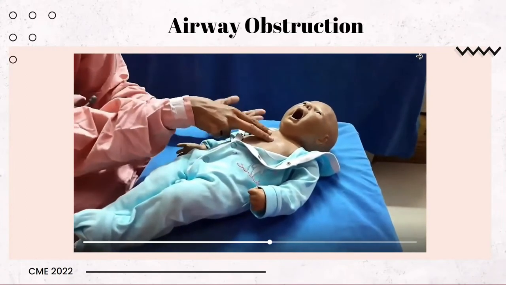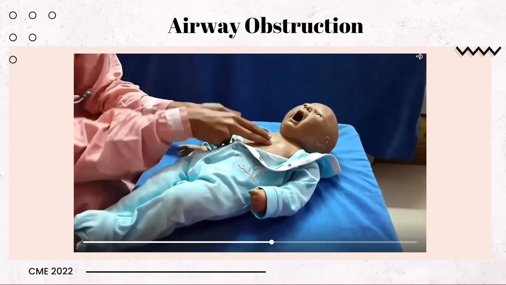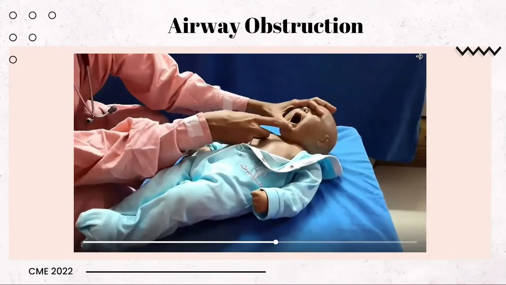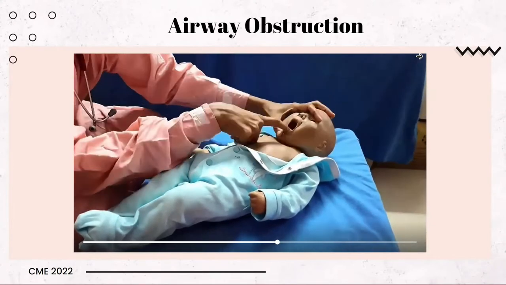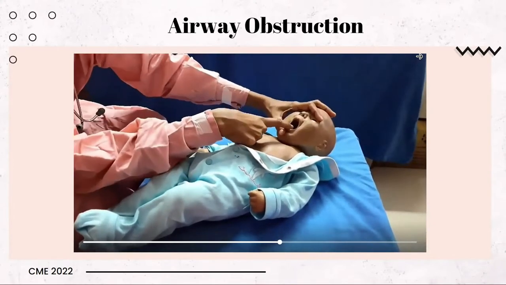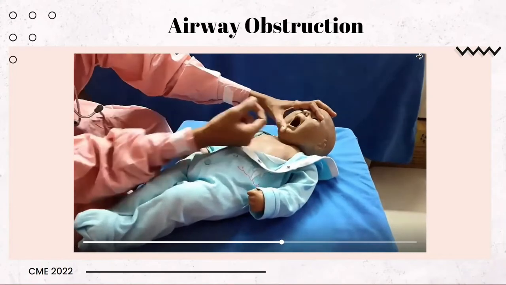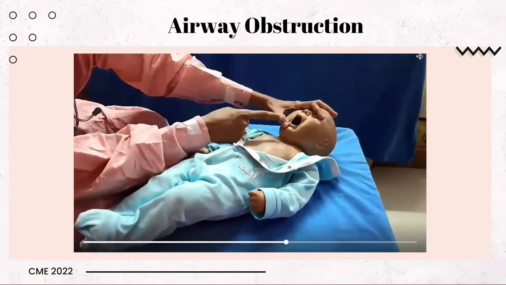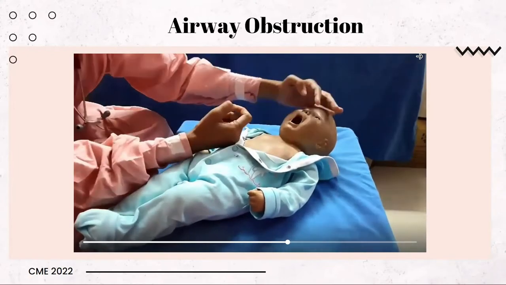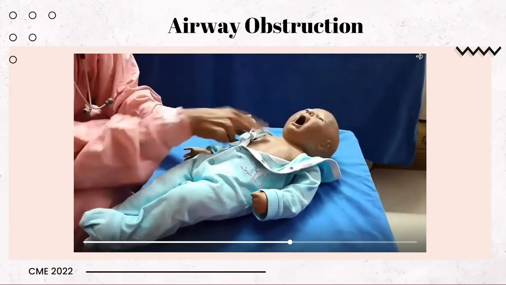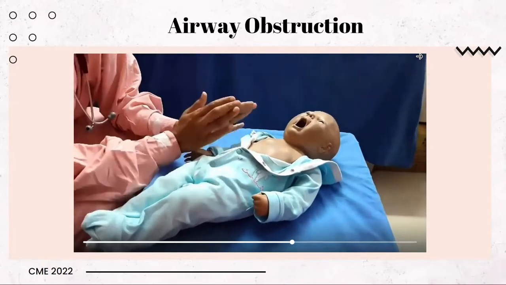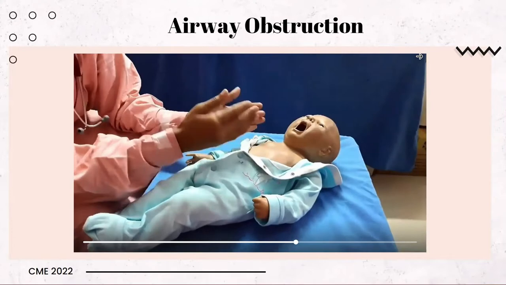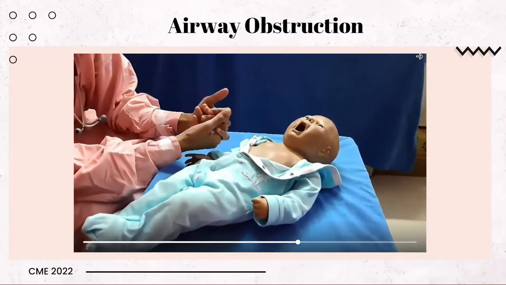As I mentioned earlier, 30 compressions and 2 breaths. When we are giving breaths, you can open the mouth and see if there is any foreign body. If there is a foreign body, you can remove it. No blind sweeps are advised. Only if a visible foreign body is there, you can remove it. And give 2 breaths and again continue compression. This is the management of foreign body in a young baby. This should be continued till there is return of spontaneous circulation.